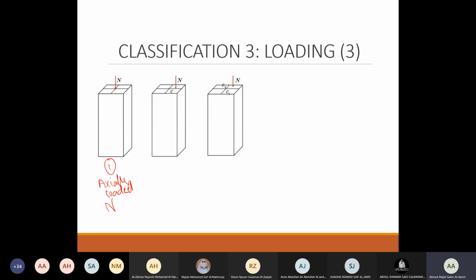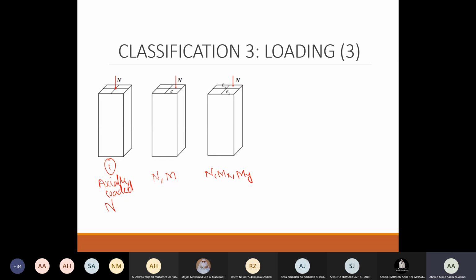Or we have only N value. Second scenario, we have moved in one direction only. You can see that the point load is moving in one direction only. So we have N and there is one moment, whether it's X or Y, after you define your X and where is your Y. Now, third scenario, you will see that you have moved in X and you have moved in Y. So now you have N, MX, and MY.